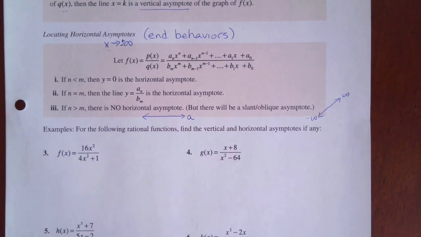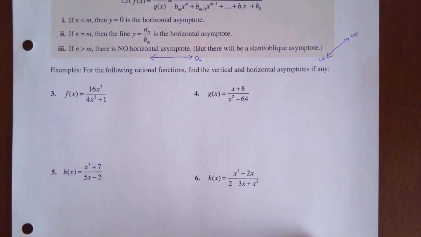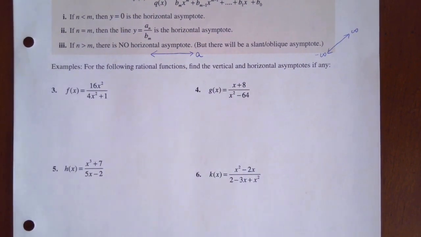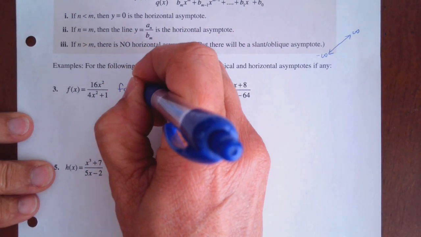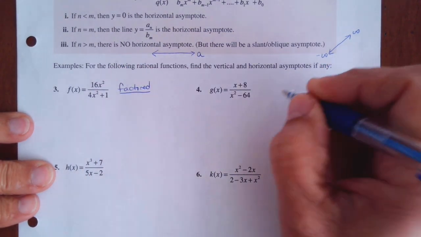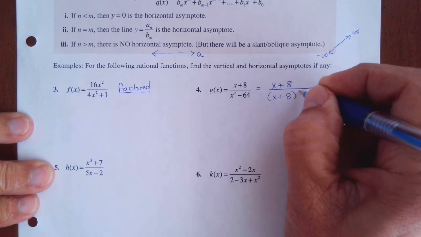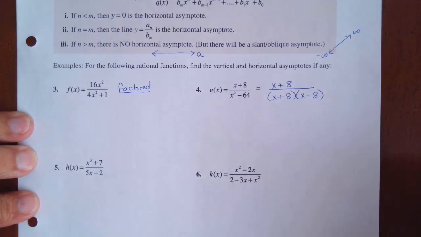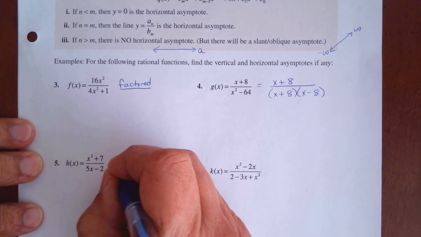All right, so real quick, we're going to do these 4 problems. They're asking us to find the vertical and horizontal asymptotes. For vertical asymptotes, you want the problems factored. So I'm going to do the vertical asymptotes first. Let's just knock that out. Number 3 is already factored. We can't do anything with that one. Number 4 would be x plus 8 over x plus 8, x minus 8, difference of squares. I'm just factoring right now. Number 5 is factored. Can't do anything with number 5.